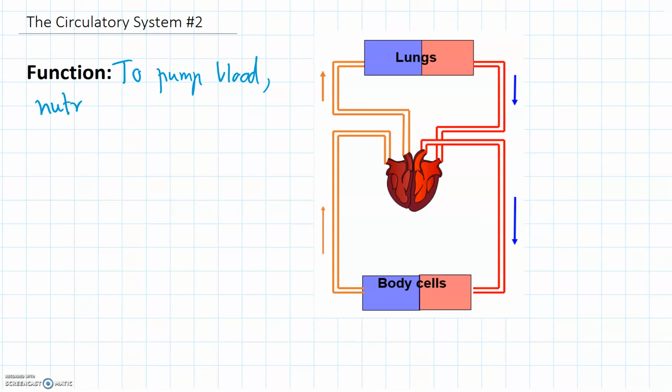So, as a review, the circulatory system pumps blood, nutrients, oxygen, and carbon dioxide around the body.